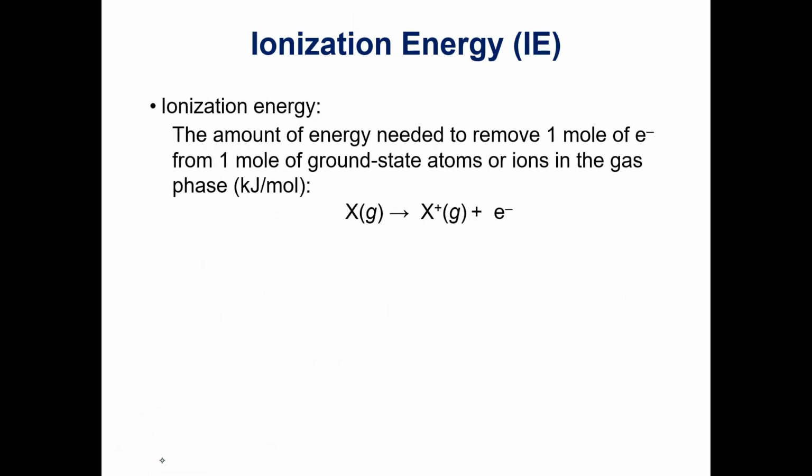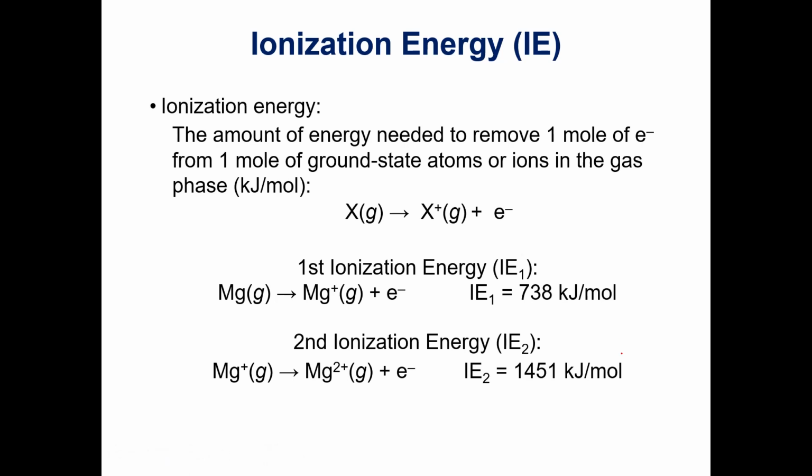The next trend we're going to talk about is ionization energy. Ionization energy is the amount of energy needed to remove 1 mole of electrons from 1 mole of atoms in their ground state. The key point here is that it's not about 1 electron from 1 atom; ionization energy is measured based on moles. It's measured in kilojoules per mole. So in other words, we're talking about how easily a mole of atoms gives up its electrons.